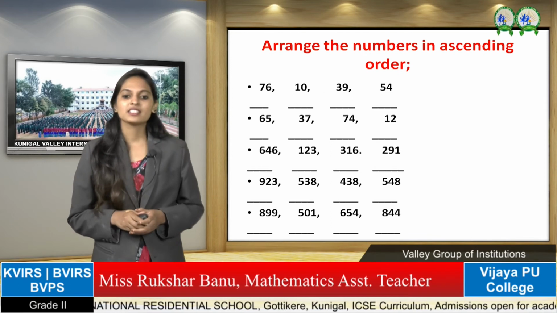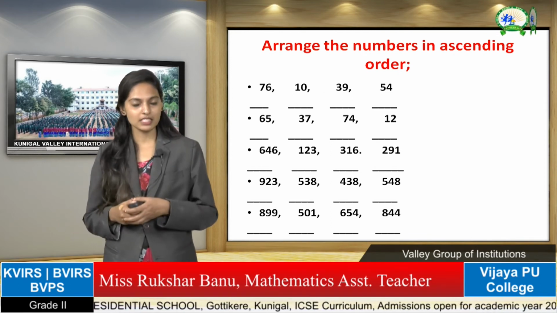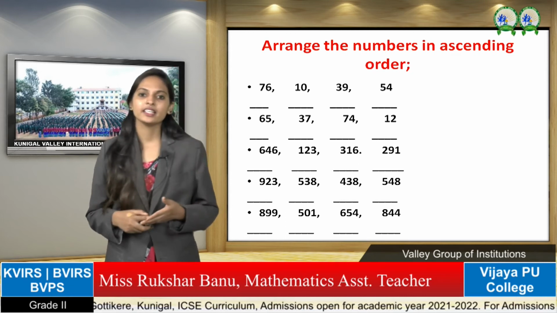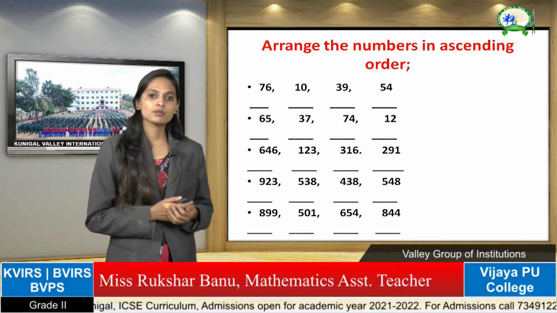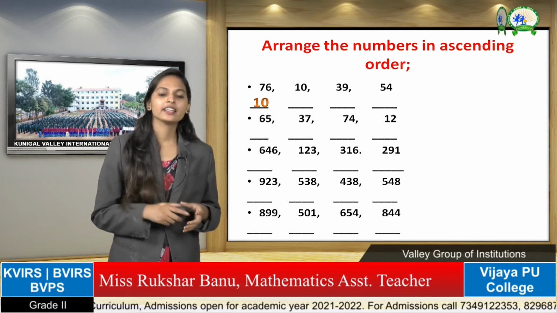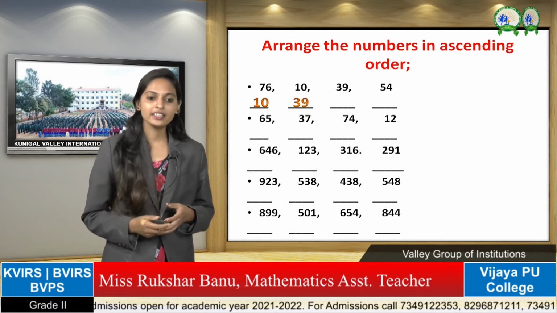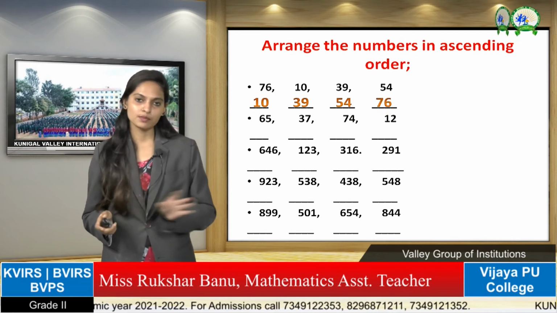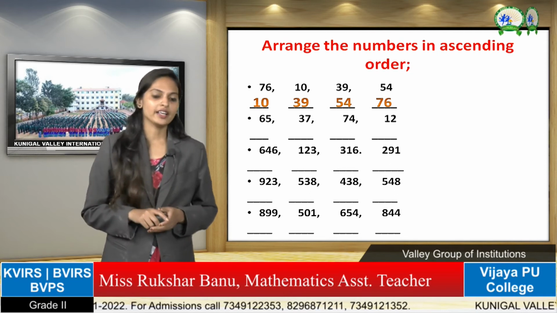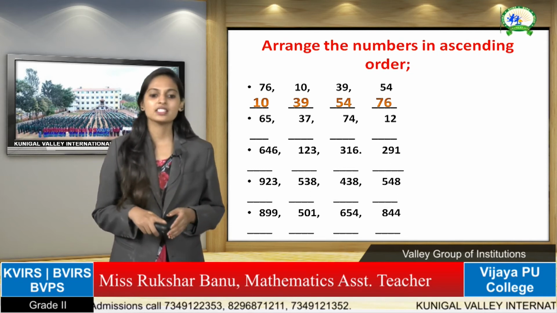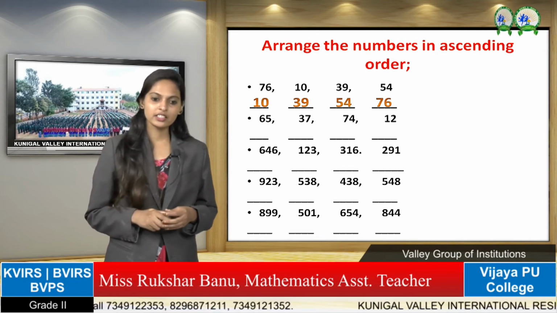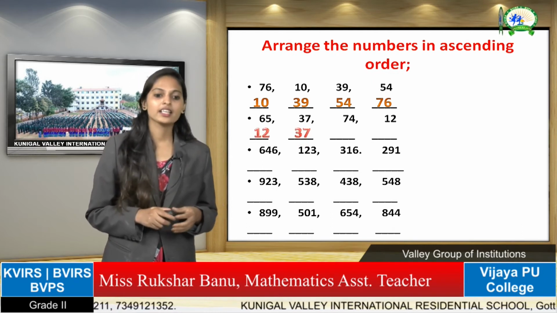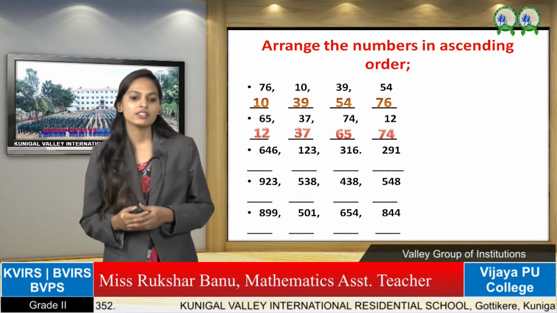Next one is arrange the numbers in ascending order. As we know, ascending means small number to big number. 76, 10, 39 and 54. So in this which one is the small number? Yes, 10. Next which number comes? 39. Next 54. Next 76. So like this, small number to big number you have to arrange. Next 65, 37, 74 and 12. So here, yes, 12 is the small number. Next which number comes? 37, 65 and 74.